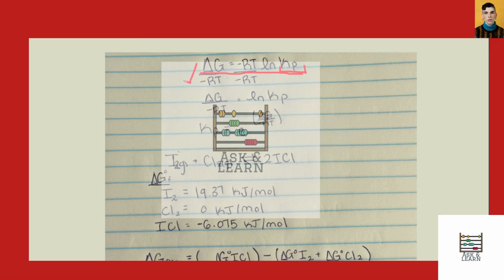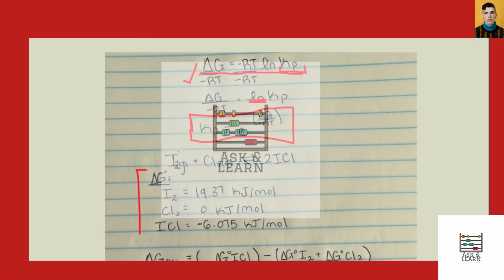As you can see, I divided by negative RT, and then we're going to get rid of this natural log by using e, and we come out with this final equation, Kp equals e raised to the delta G over RT. All right, so moving on, we're going to look at our equation.